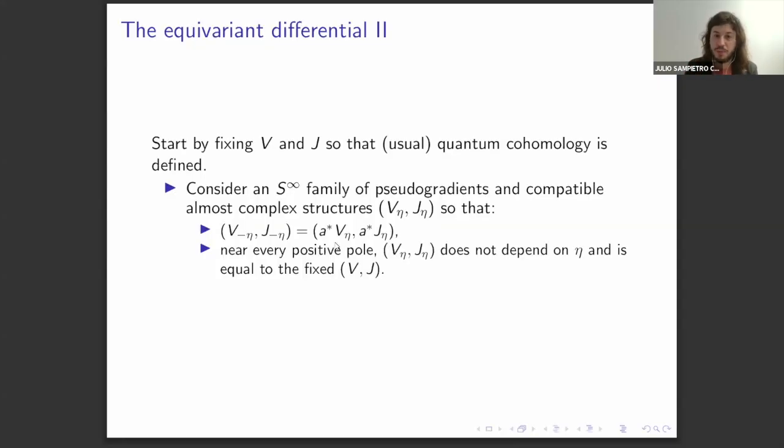And near every positive pole, V eta, J eta doesn't actually depend on eta and is equal to the fixed V, J. So in particular, note that if I go to a negative pole, I will have the involution of V, J. So I won't have a copy of V, J, I will have a copy of the involution of V, J. So it won't be the same vector field. This is important later. And they are tau invariant. So the self-similarity map preserves this perturbation data.